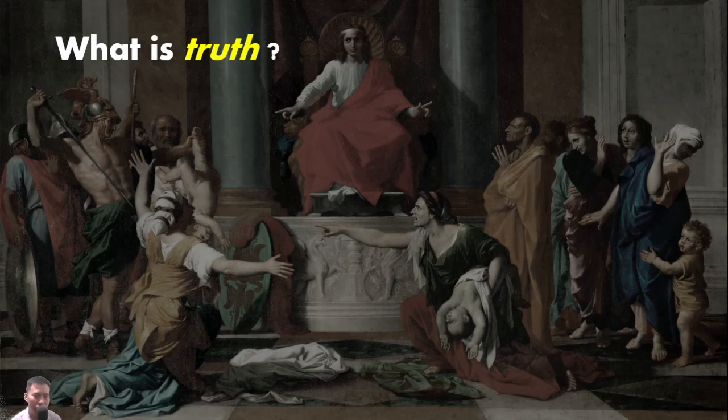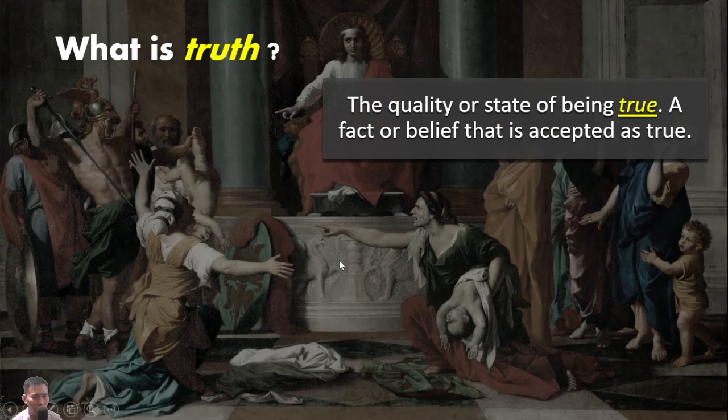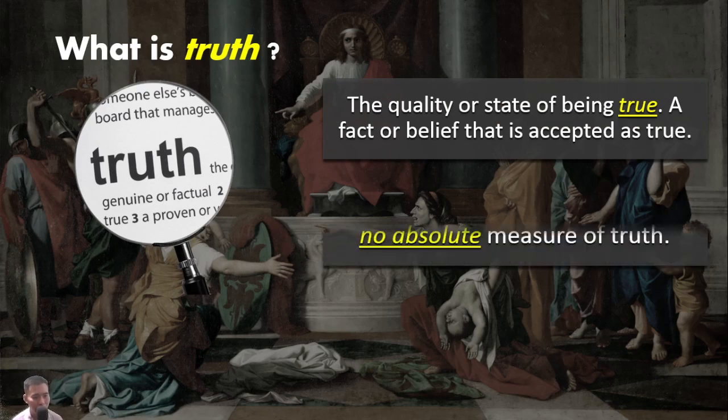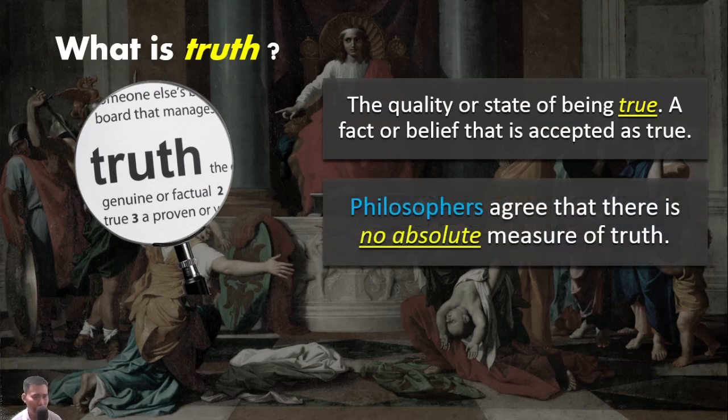We need to know the definition of truth. Truth is the quality or state of being true, a fact or belief that is accepted as true. Philosophers agree that there is no absolute measure of truth.